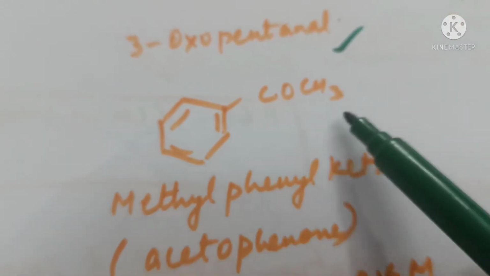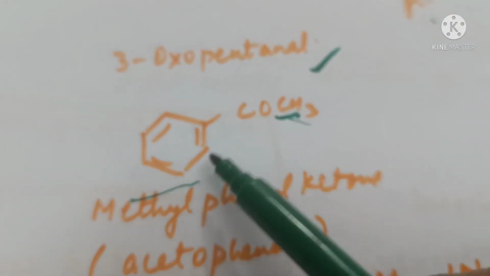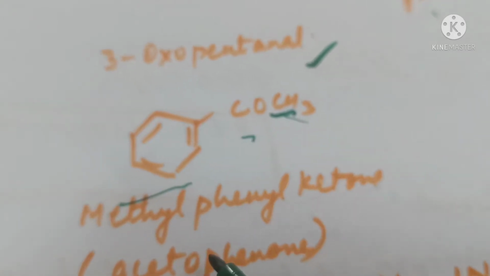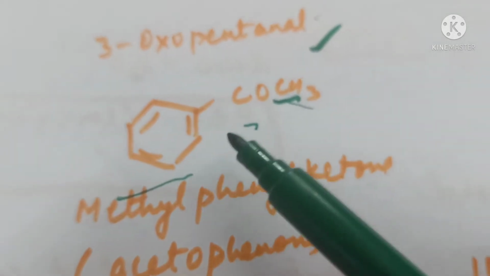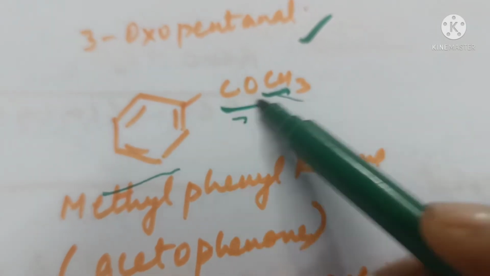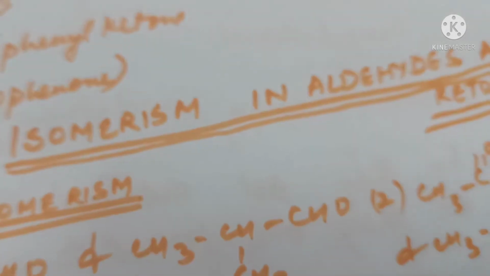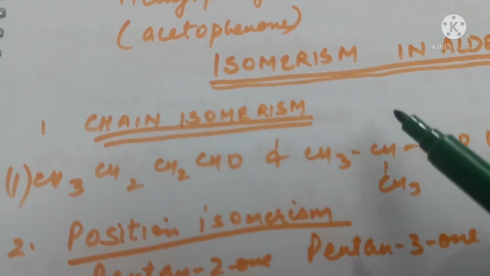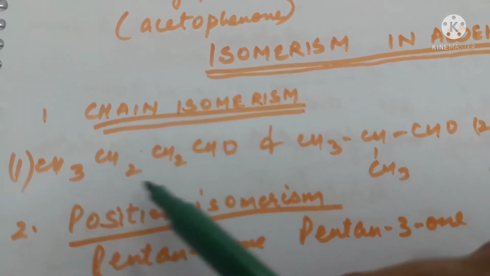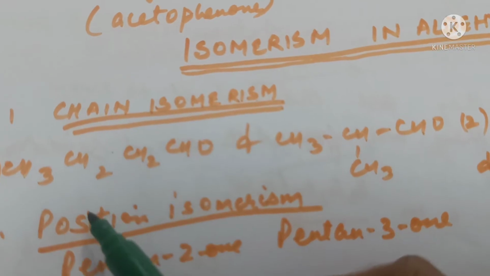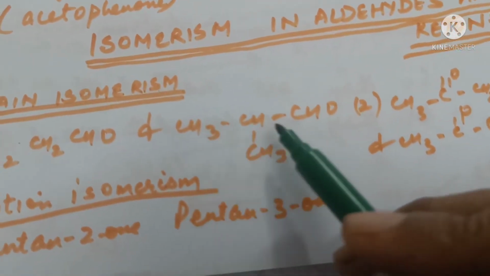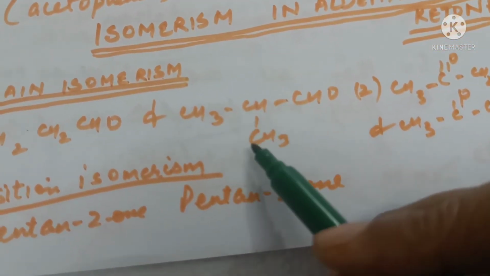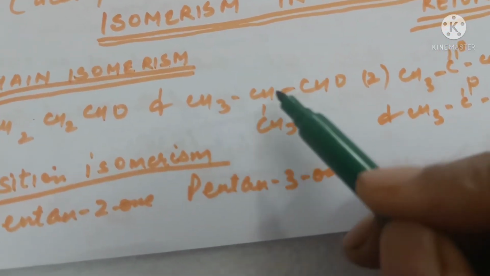Similarly, this compound will be called methyl phenyl ketone in the common system, and we can also call it acetophenone. This is isomerism in aldehydes and ketones. So the different types of isomerism: chain isomerism, where the difference occurs in the type of chain. For example, this is a chain containing 4 carbon atoms. Here the chain is of 3 and methyl is a substituent, but overall there are 4 carbon atoms.